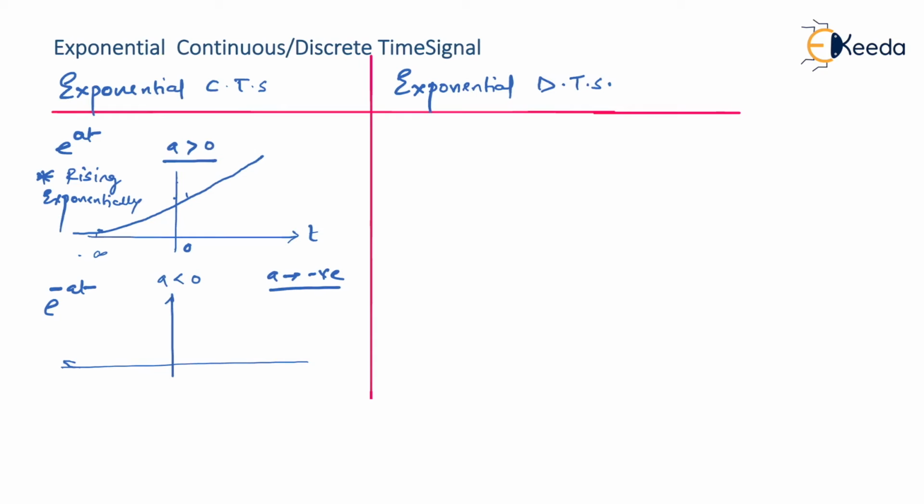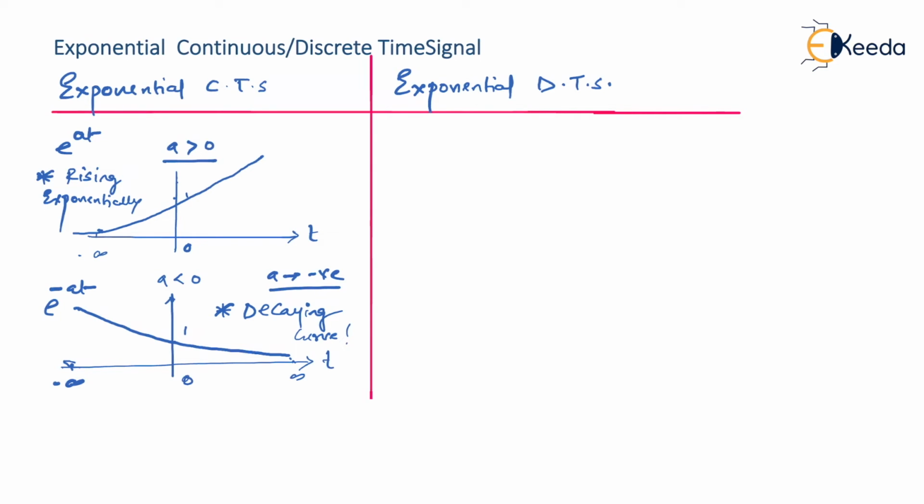Again, I'm going to concentrate on three values of t. If I substitute minus infinity, we know that I'll get infinity. If I substitute t equal to 0, I'll get e to the power 0 as 1. And when I substitute t as positive infinity, it will become e to the power minus infinity, and anything raised to minus infinity is 0. So I'll be getting this kind of curve. Here infinity, here I'll get 1, and here I'll get 0. So this is what we call an exponentially decaying curve. So here I'm getting a decaying curve.